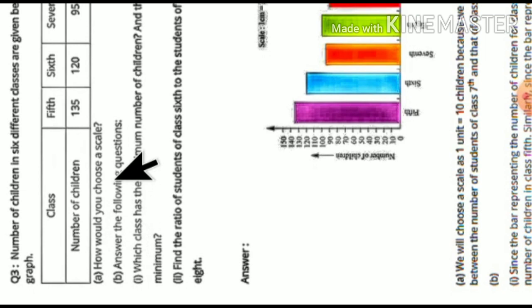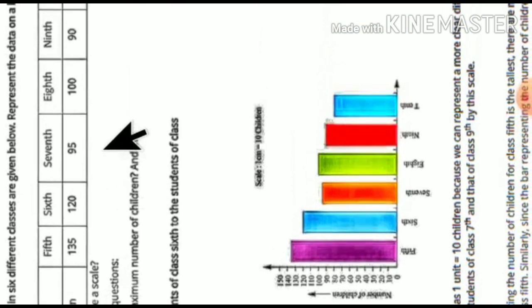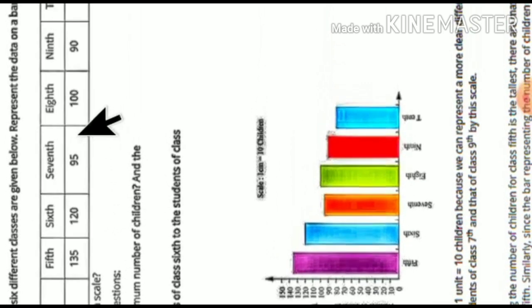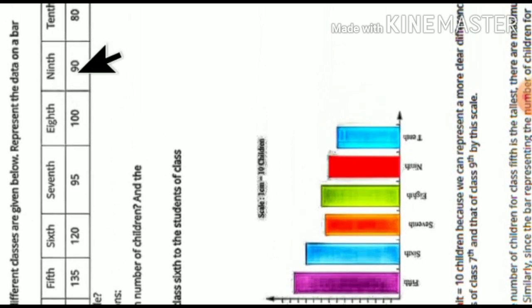Now let us see the question. How would you choose the scale? Now we should choose the scale in such a way that the 7th standard, that is 95, and 9th standard, that is 90, should be clearly represented.